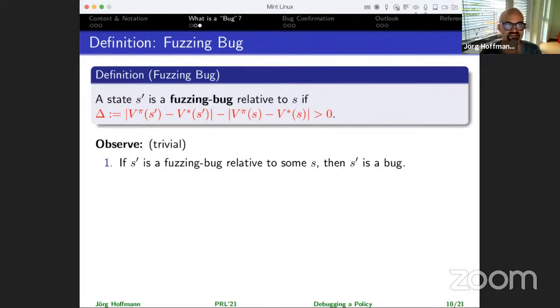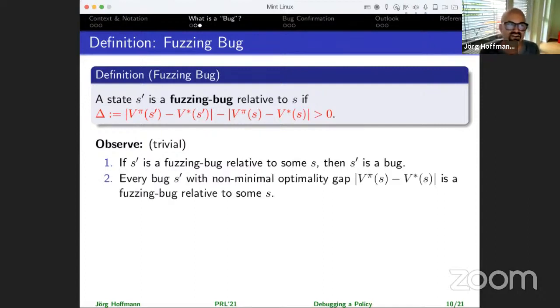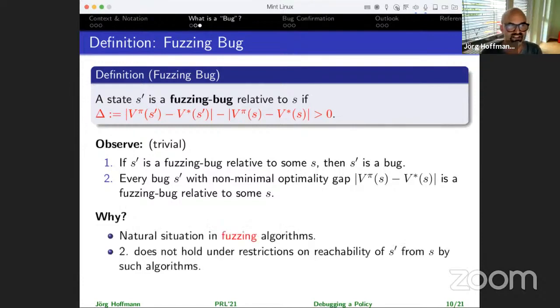So first, if S prime is a fuzzing bug relative to some state, then it's a bug. So this is a special case of bug, if you will. Is that special case very restricting? Well, not at all. Every state whose optimality gap is non-minimal is a fuzzing bug relative to some other state, namely a state that has a minimal optimality gap across the state space. Now, given those observations, you might wonder why introduce this definition at all. It basically seems to be another word for bug.